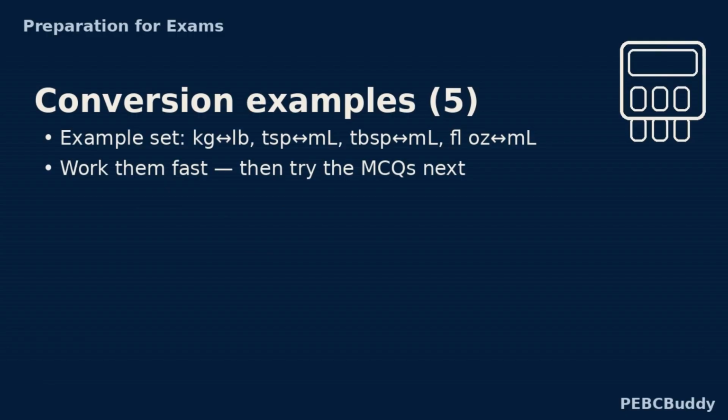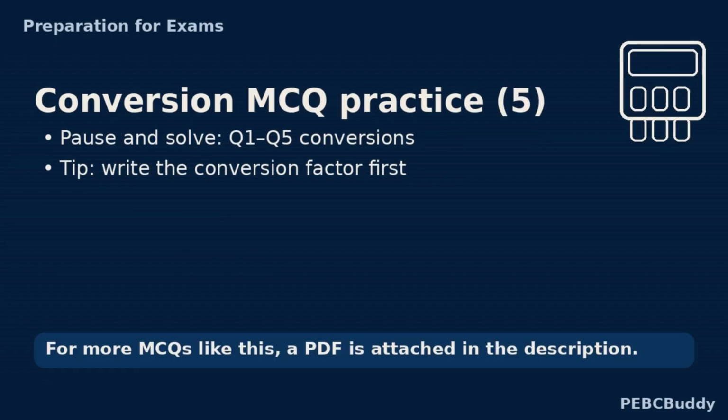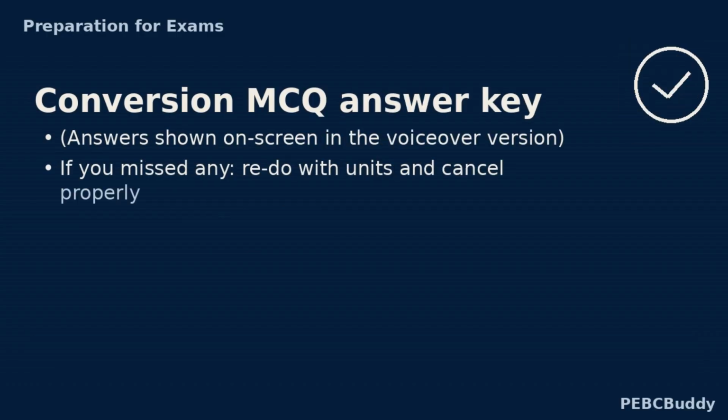Now we'll do 5 conversion examples. As you solve them, use one simple rule. Write the conversion factor first, then cancel units step by step. That keeps you from mixing up kg with lb or tsp with mL when you're under time pressure. Pause again for 5 conversion MCQs. Treat it like the exam. Time yourself and aim for accuracy first. And if you want more practice, there's a PDF linked in the description with additional MCQs like these.